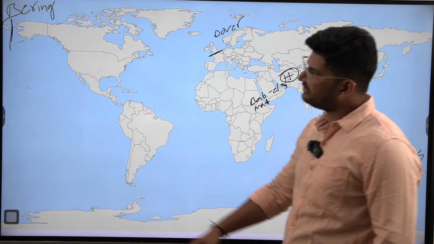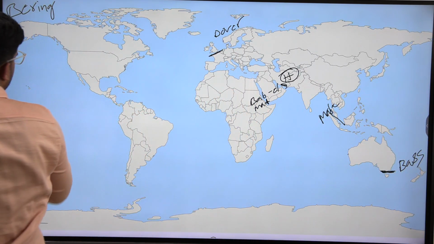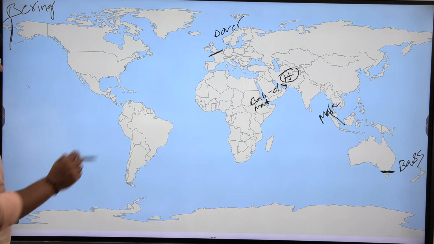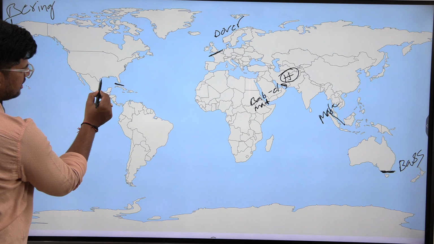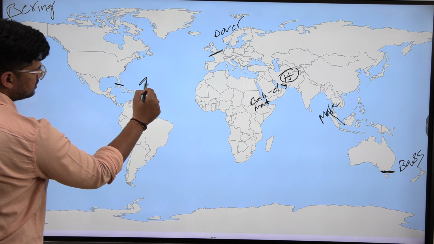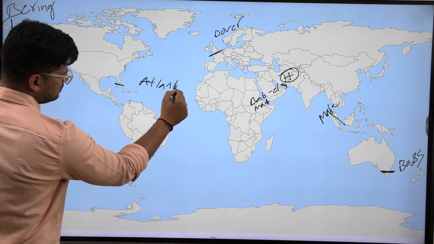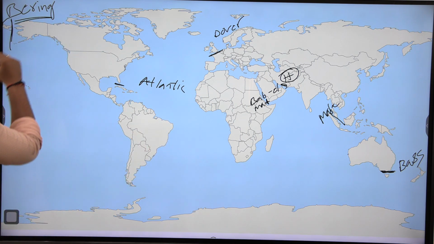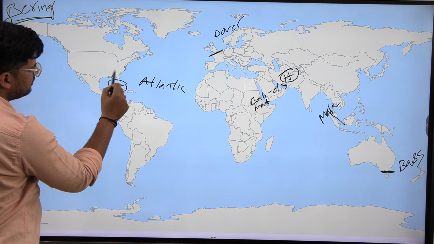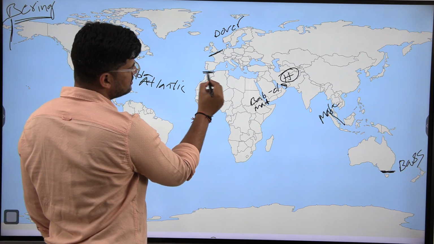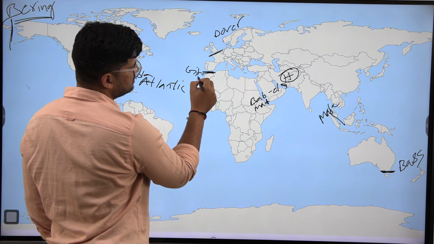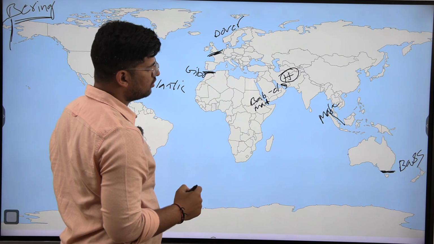Bering Strait connects the Chukchi Sea and the Bering Sea. Okay. Then similarly, this is Florida, the Strait of Florida, connecting the Gulf of Mexico with which ocean? Atlantic Ocean. Bering Strait, Strait of Florida. Which strait is this? Gibraltar. Strait of Gibraltar. Strait of Dover.